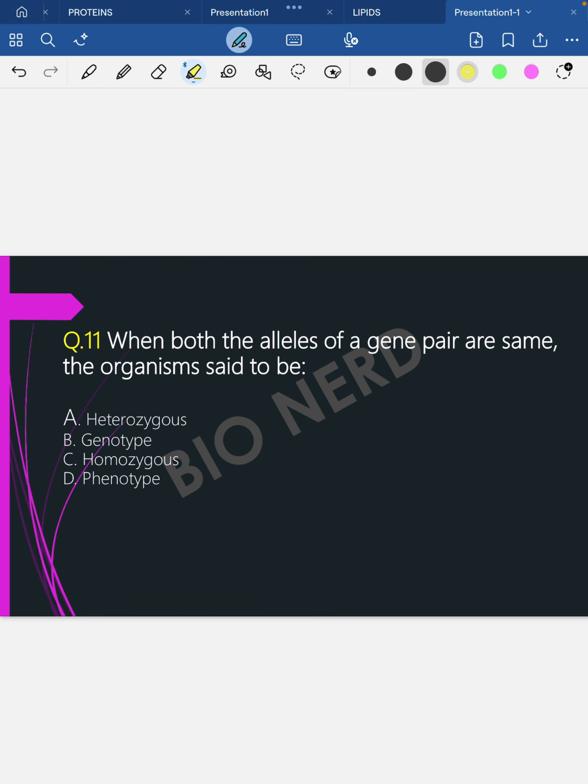When both the alleles of a gene pair are the same, the organism is said to be homozygous. If both alleles are the same, for example capital R, that is homozygous dominant, or small r, that is homozygous recessive. If one allele is dominant and the other is recessive, different types of alleles are present, then we call it heterozygous. So here the answer will be Charlie, homozygous.